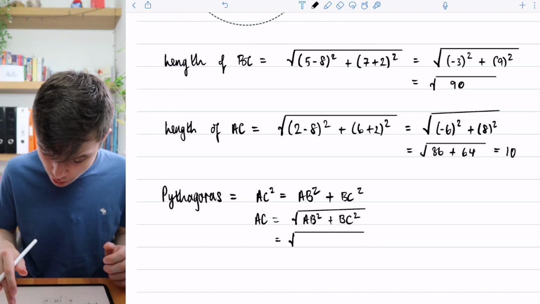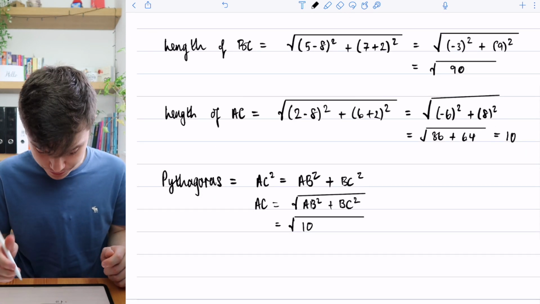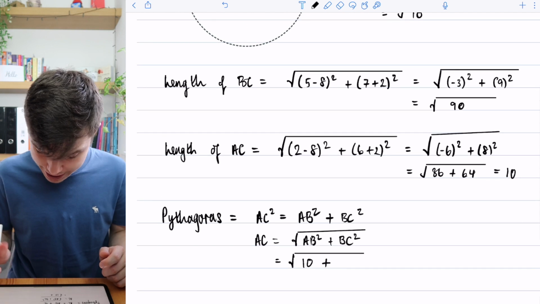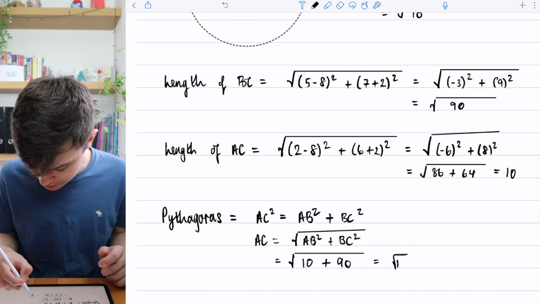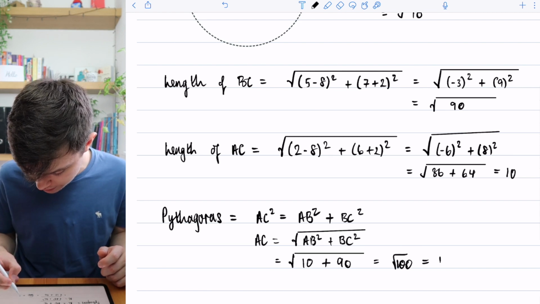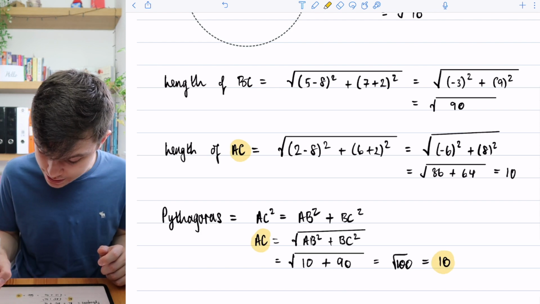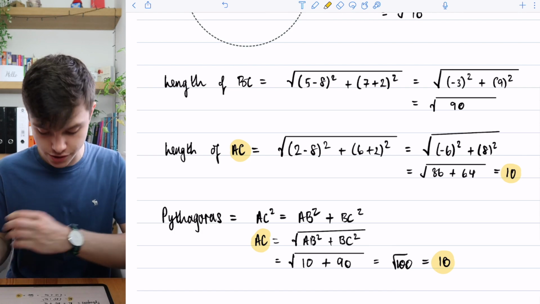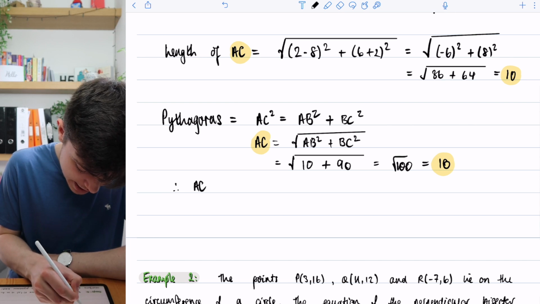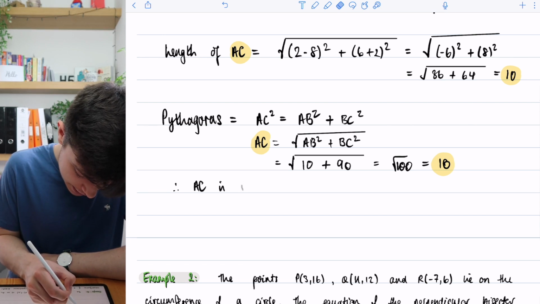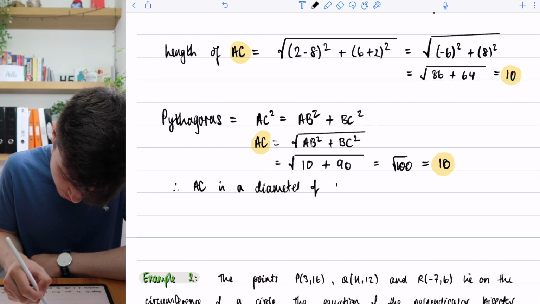AB, we know, is root 10, so squared it will give me 10, okay? BC is root 90, so squared it will give me 90. That's then going to be the square root of 100, which we then know is 10. And we can clearly see AC is 10 here, and AC is 10 by just using the points on the circle. So Pythagoras works, therefore AC is, and I should put A, C, diameter of the circle.